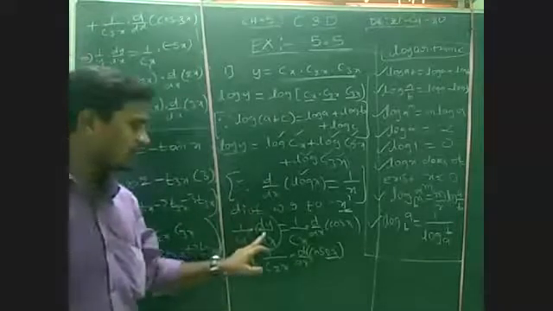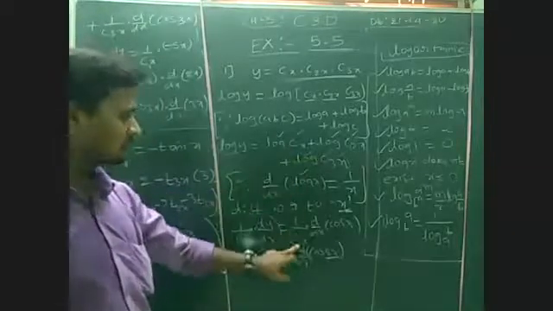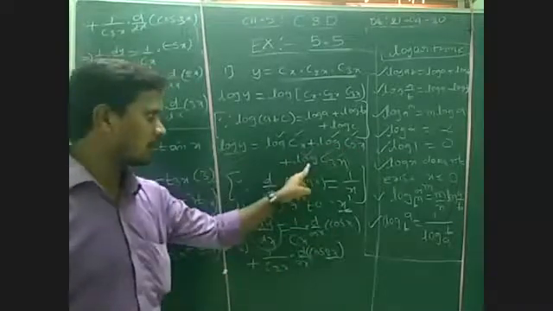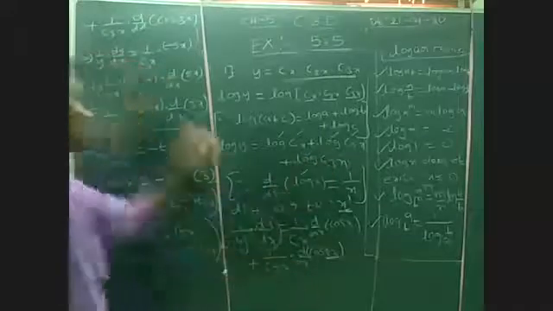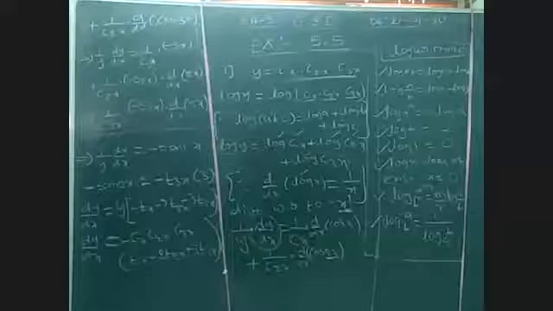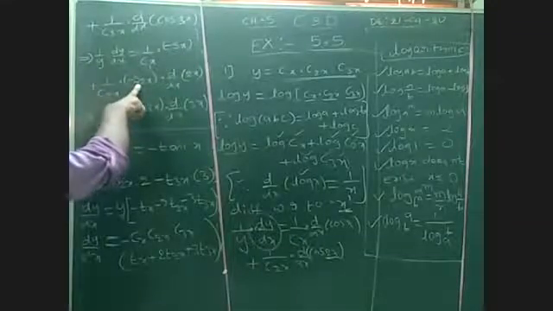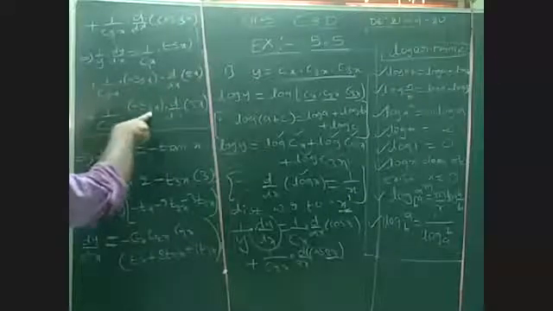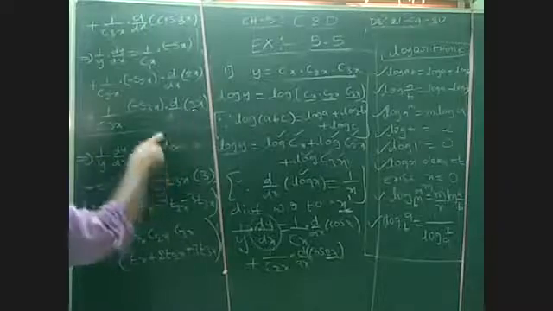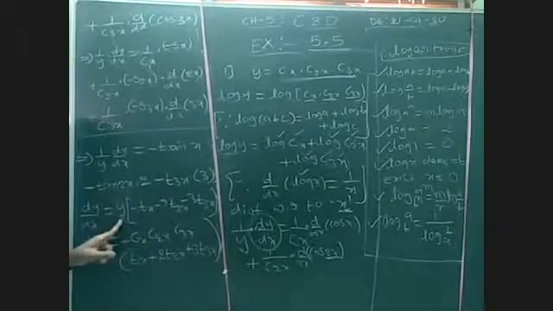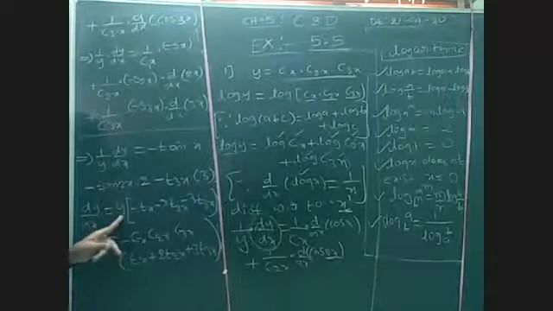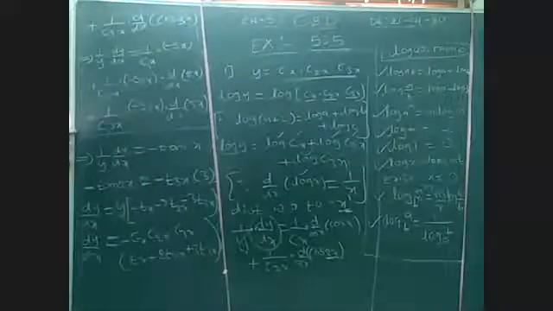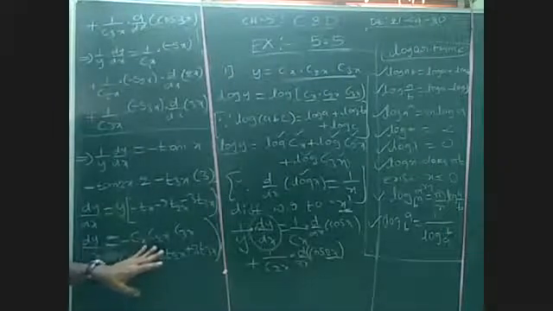Then 1 by y dy by dx, then the log derivative 1 by cos x, again the cos x derivative. The log derivative 1 by cos 2x into the derivative of cos 2x, and 1 by cos 3x into the cos 3x derivative. Cos x derivative is minus sin x, cos 2x is minus sin 2x with the 2x derivative, cos 3x is minus sin 3x with the 3x derivative. At last you should write the y value, replace the y value. This is the answer for the question.